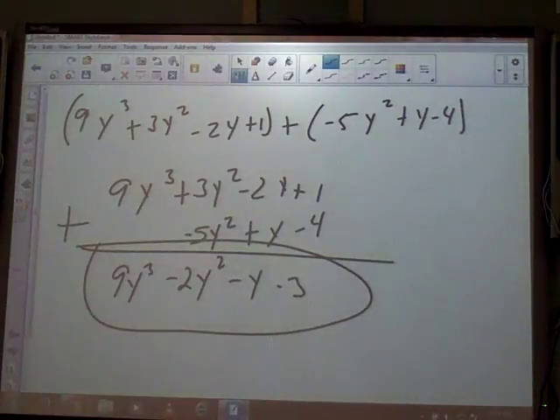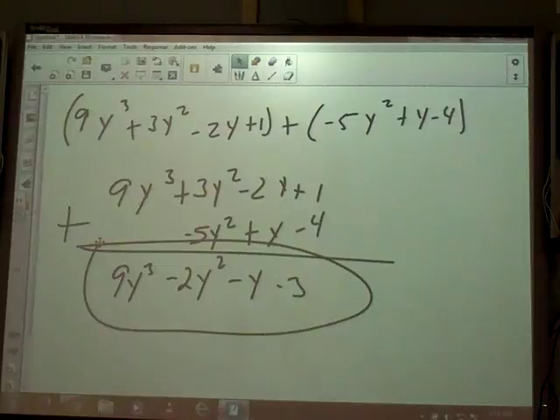Yes, when you try to add that in a calculator, it's just going to give you a single number. It assigns some random value and it'll just give you a number. It gave me negative 3 when I did that one. All right, let's look at subtraction.